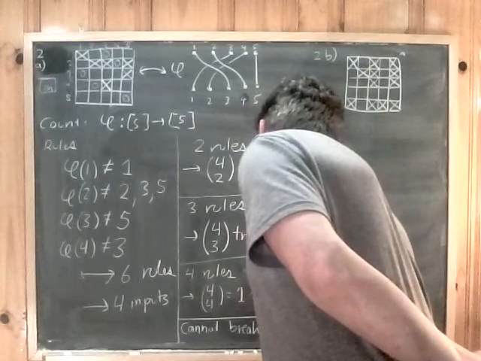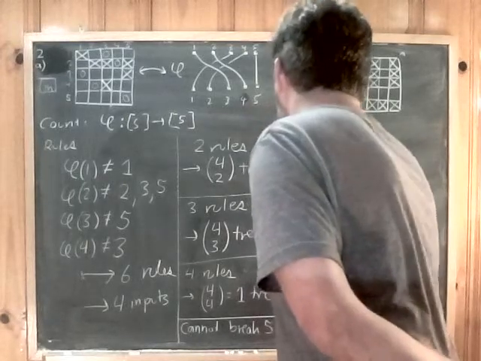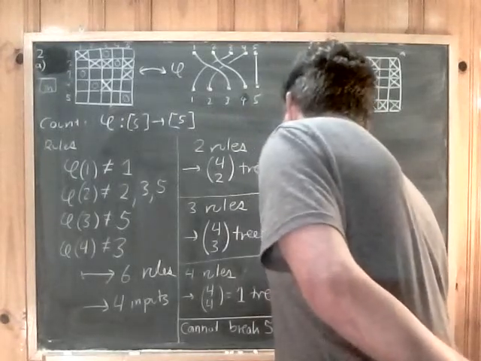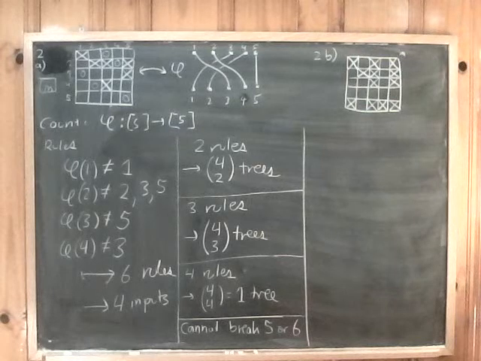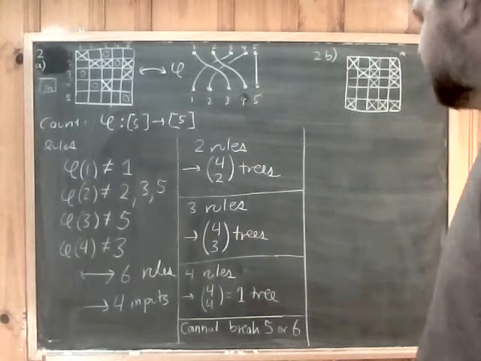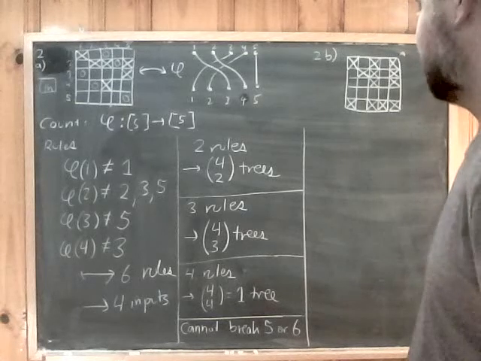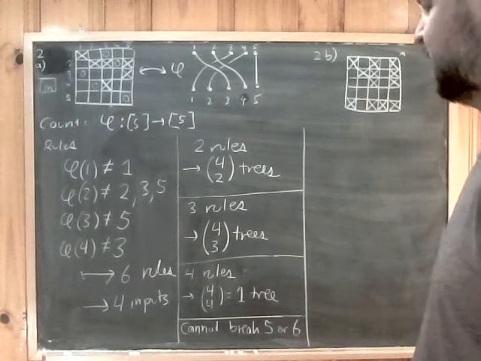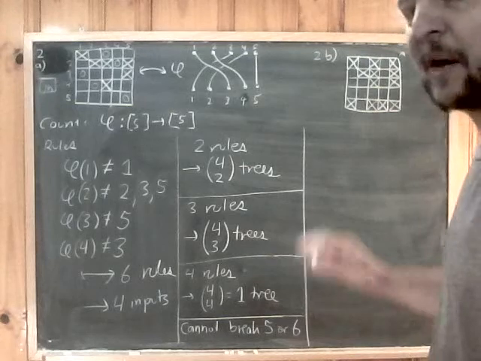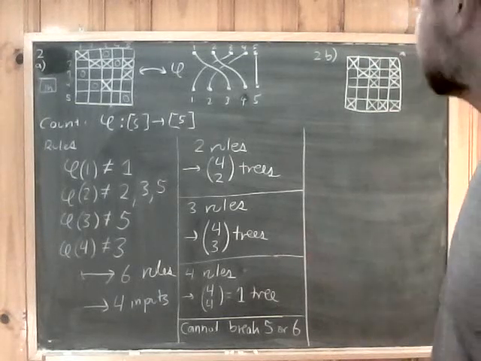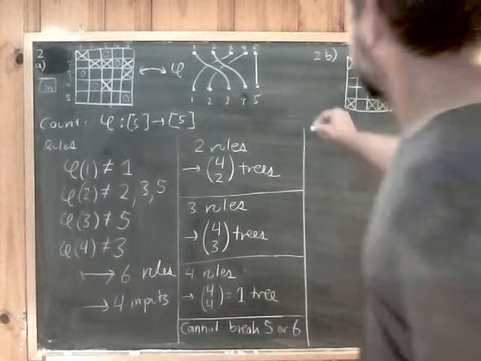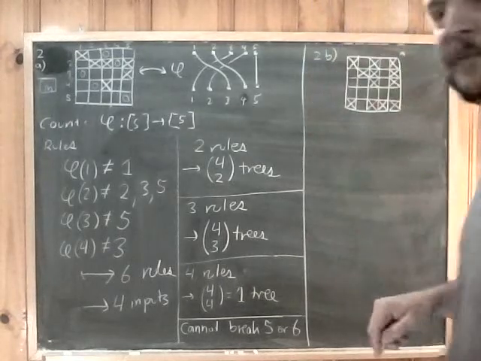I'll just say cannot break 5 or 6 rules. So when I get to that plus or minus portion, I'll have 0 for the 5 or the 6 rules that we break. Alright, so that's a good place to set this problem up for you, and then the rest of the solutions on the paper. So now I'll move on to problem 2b.